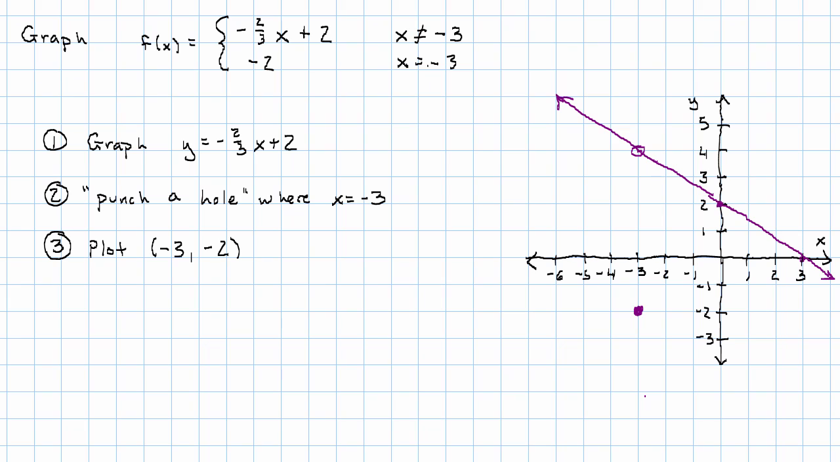So that's all there is to graphing one of these functions with a hole punched in it, with one special point. Just draw the graph as if there weren't a problem, then punch a hole in.